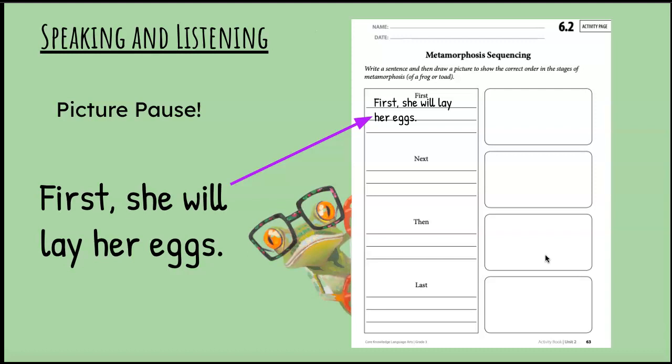You're also going to draw a picture in the box next to it that shows her eggs. So there's a picture. You can see there it said she'll lay a few thousand eggs. And they're like a jelly-like substance around them, and you can see a black dot in the center. So you can pause the video now and do your drawing, or you can go back later and do your drawings.